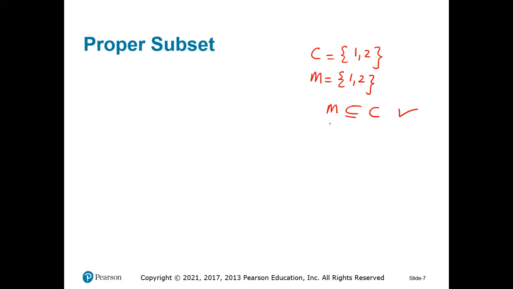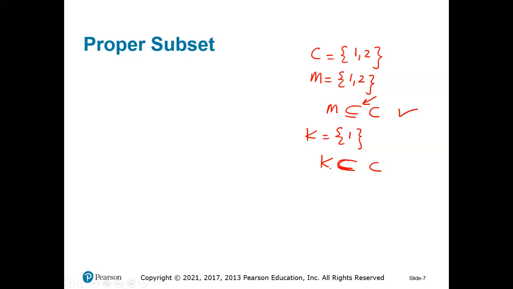So what is a proper subset? For example, if I take K, I didn't take every element of C. So K is a proper subset of C. So this is the symbol for proper subset. You don't put an equal sign just like this one here. So what makes a subset a proper subset? When it is a subset, but you are not taking every element of the original set.